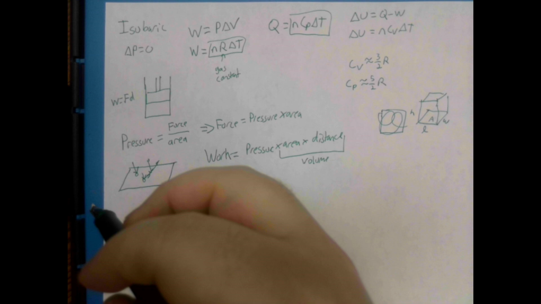Then we have isothermal. So the change in temperature is zero. So here's an important thing to know in an isothermal situation. What would isothermal mean in a piston system? Well, no, pressure can change. It means that there's no change in energy.